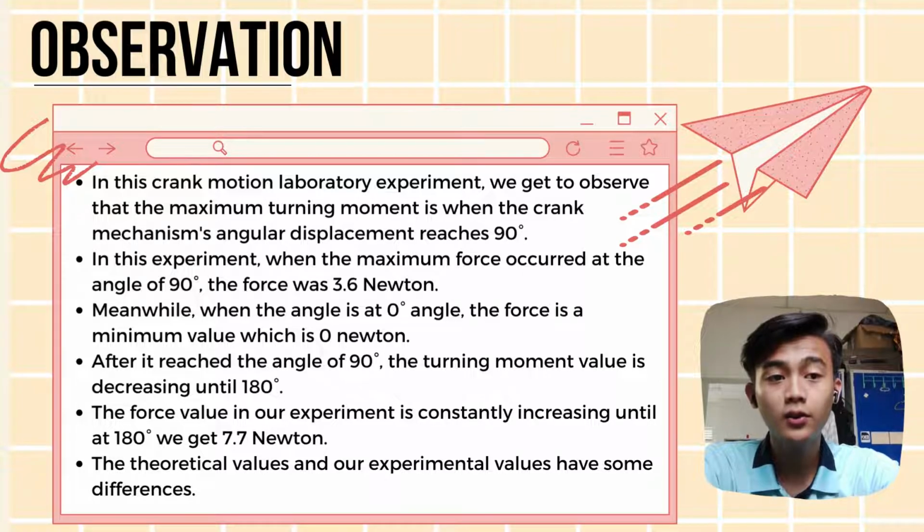The theoretical values and our experiment values have some difference. This is because of the factors that affected our experiment. For the theoretical value at 90 degree, it stated 74 Newton millimeter. There is a 2 Newton millimeter difference between theoretical and experiment that was caused by an error when conducting the experiment.